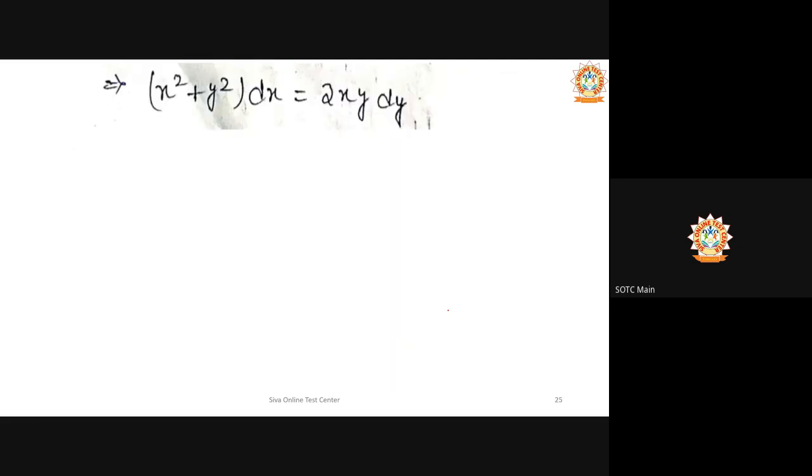Now try to see the next one. X square plus y square into dx is equal to 2xy dy. So it is not in the standard form. Just try to make it into standard form. Dy by dx is equal to, what will become? X square plus y square divided by 2xy. Now tell me whether this is a homogeneous function or not. Yes, sir, it is a homogeneous function. Yes, very good. Homogeneous function with degree 0, right?